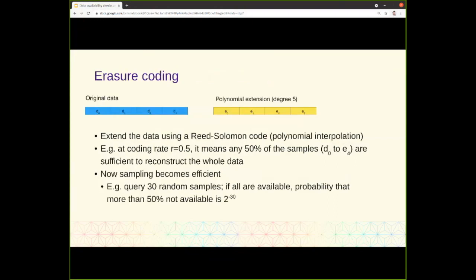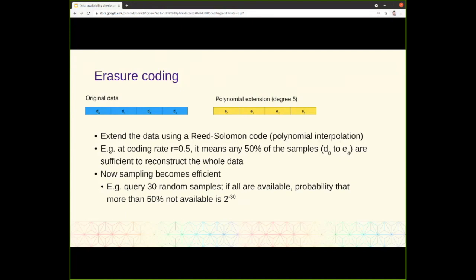And the way we do that is by so-called erasure coding. So erasure coding works like this. You take the original data, represented by the 4 blue blocks, D0 to D3. And you take a polynomial, oh, sorry, this should say degree 3 here instead of 5. If you take a polynomial of degree 3, then any 4 points will always be enough to reconstruct the polynomial. Right? That's basic algebra.